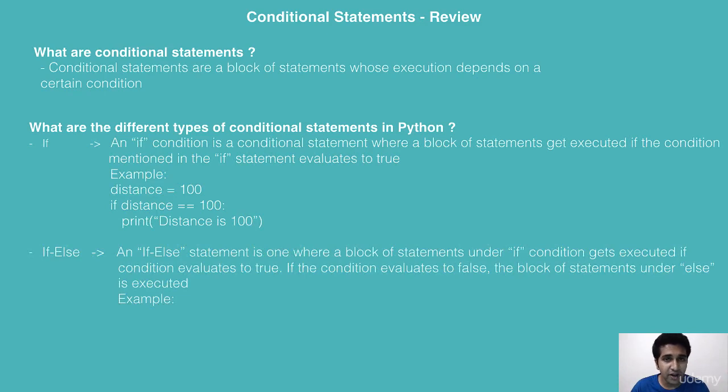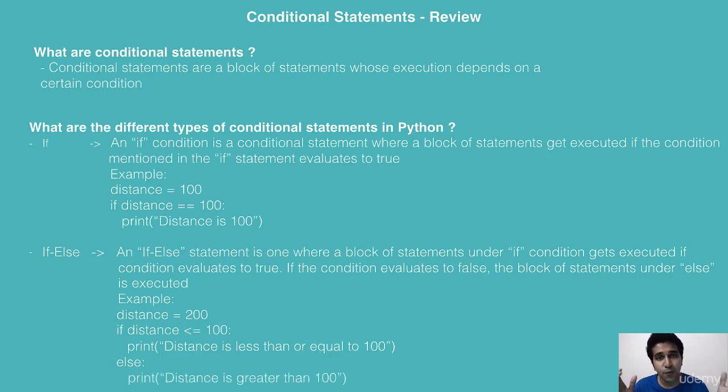The next type we looked into was the if-else statement. So what does this do? In case your if condition fails, the block of statements in your else section gets executed. So in this example, we assign 200 to the variable distance, and then we check if the distance is less than or equal to 100, which is false. Now that this if condition has returned false, the block of statements in the else section gets executed, which is to print that the distance is greater than 100.